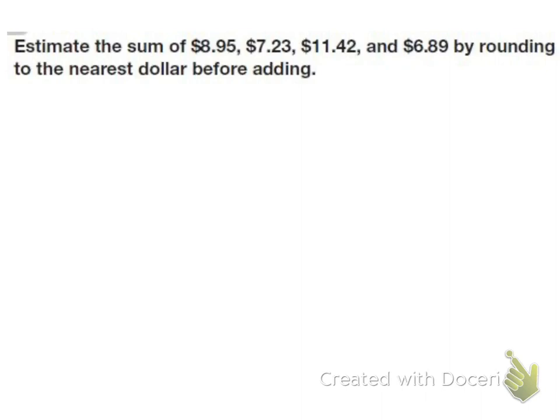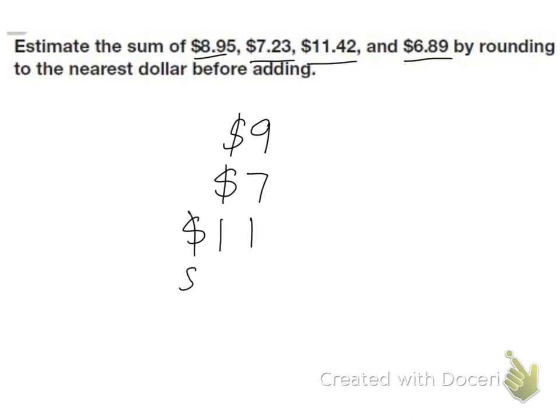So for each amount, if the number of cents is 50 cents or more, I round up to the next dollar. If it's less than 50, then I round down. So $8.95 rounds to $9. $7.23 rounds to $7. $11.42 rounds to $11. And $6.89 rounds to $7. Let's scoot these dollar signs over. So now I can add these up.